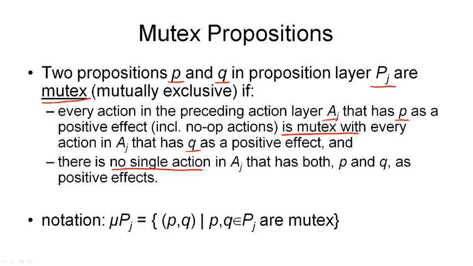Now, before we continue, here comes a little bit of notation, and I want to introduce the symbol mu Pj for the set of all pairs of propositions P and Q, all those pairs, that are in proposition layer Pj and that are mutex. So mu Pj are all the mutex pairs in proposition layer Pj.